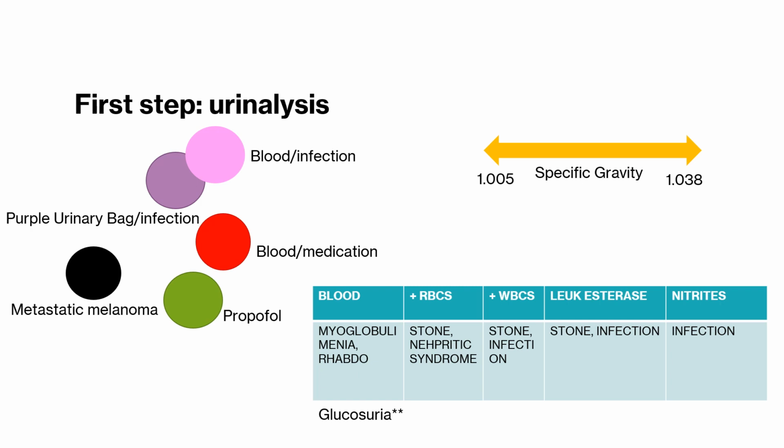And then lastly, pay attention to glucosuria. It's not always a sign of just diabetes. You can see glucosuria in non-specific findings such as multiple myeloma, Fanconi syndrome. You can even see it in people who take SGLT2 inhibitors.